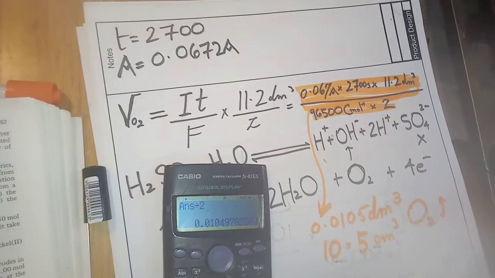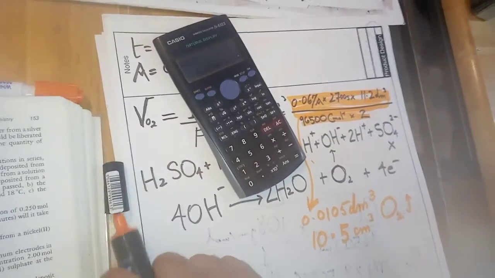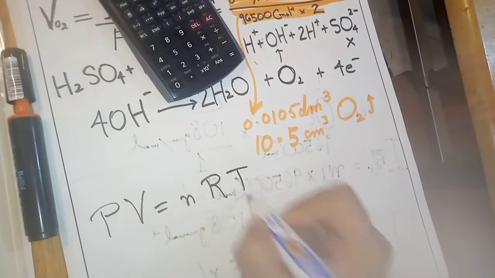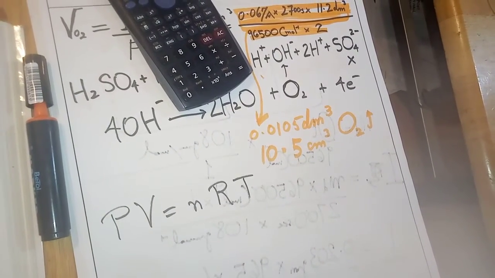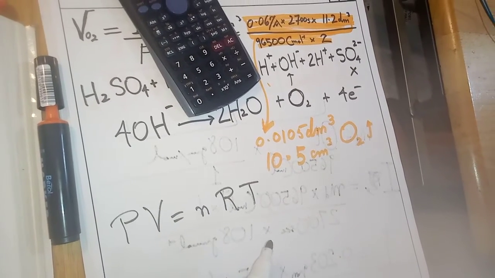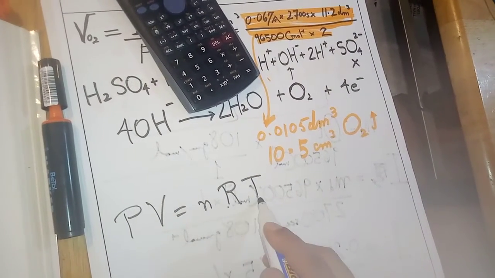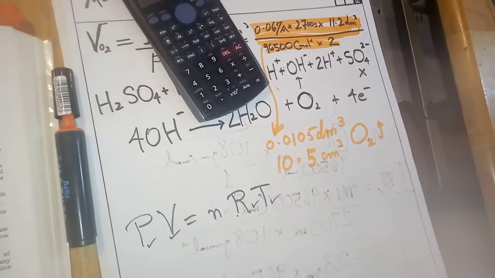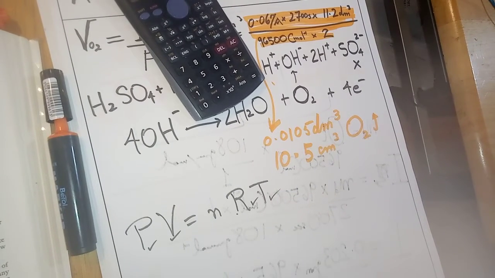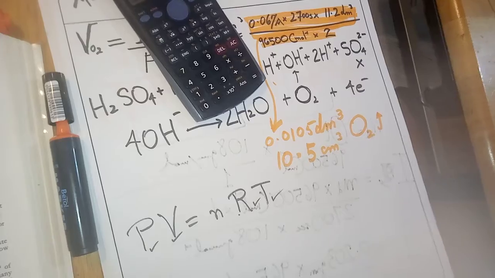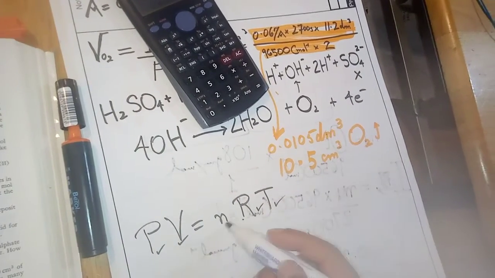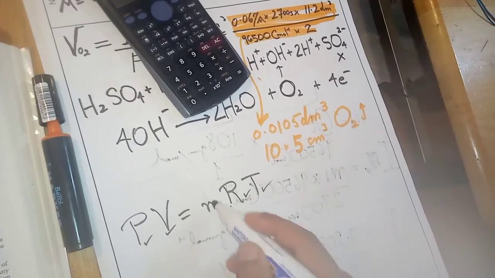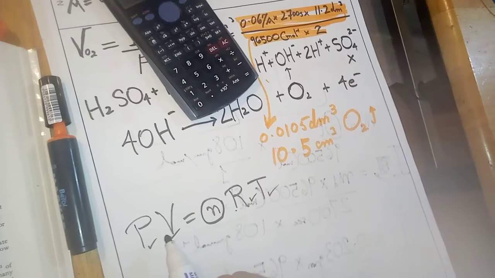Oxygen gas. Now I'd like to use PV equals nRT and see what I can come up with, because I know this, I know this, I've got this. But for me to be able to verify the volume here, I need to know the moles of sulfuric acid, the solution of dilute sulfuric. I need to know what mole, because I can't verify the volume.